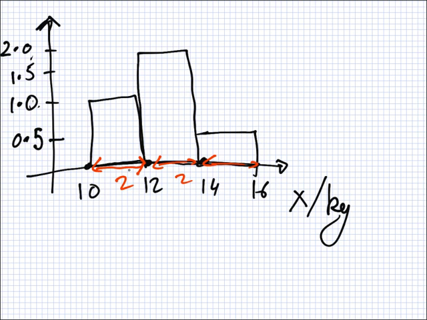Okay. Now, let's calculate the area of each bar. So what's the area of this first bar? 2 units. And the area of the second bar? 4 units. And then the area of the last bar?